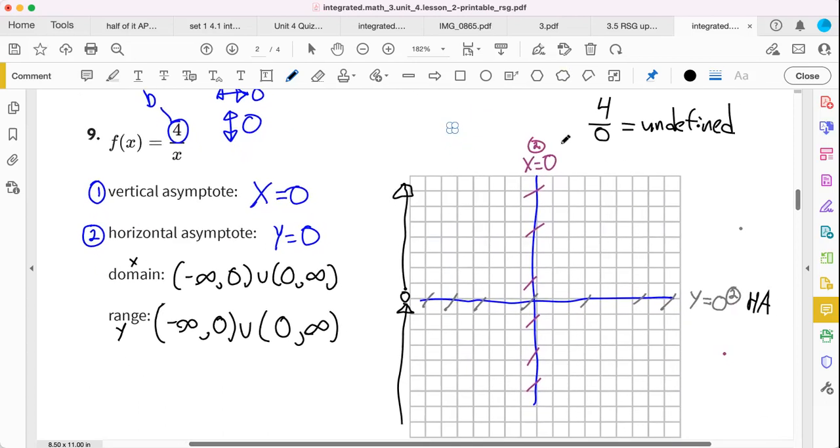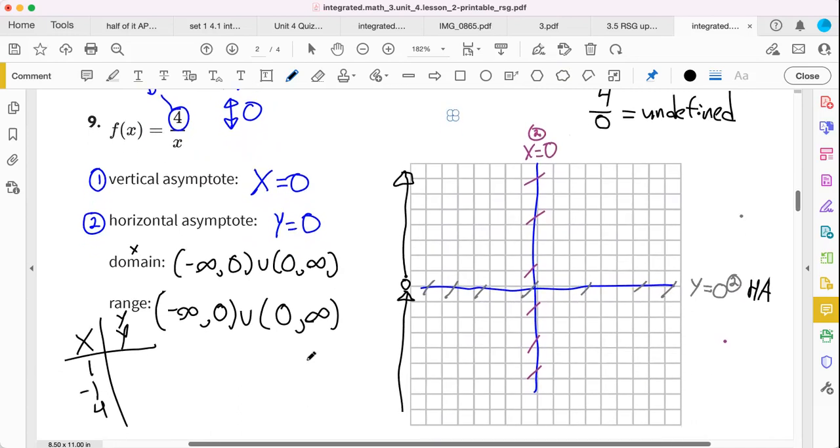Okay, so we did that. And now we're going to check some points. So I think the easiest points to check on, since our vertical stretch factor is 4, would be numbers like the following. I would definitely check 1. I would check -1. I would also check 4. And I would also check -4. So 4 over 1 is just 4. So that means when x is 1, you have an outcome of 4.